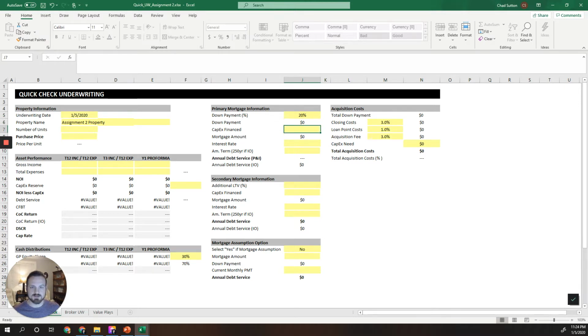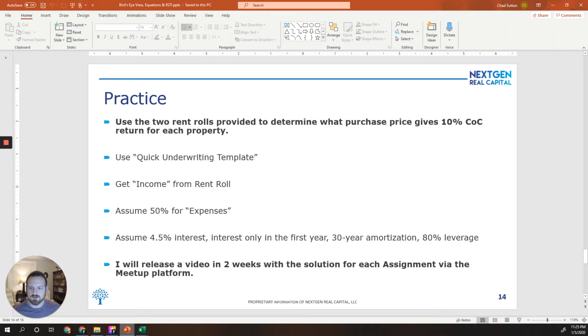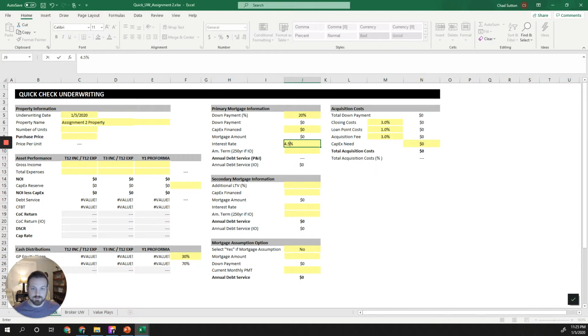CapEx financed to 0. I'm putting this as 0 for now for simplicity, but with some loans, you hear loan to value. There's also LTC or loan to cost. Some lenders will let you roll some of this CapEx over here into the loan, and it can be a good thing. So it's just something to know about. But anyway, interest rate, what did I say? 4.25 or 4.5? Let's see, 4.5. So 4.5%.